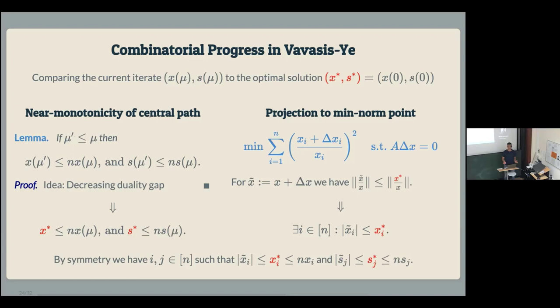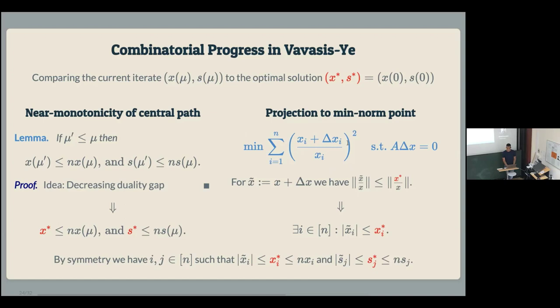So you can pick your local S as some sort of witness, and then you see that, well, if X at mu prime would be much bigger than X, then the duality gap would increase, which of course is not the case. So that tells you that your optimal solution, X star, S star, is trapped below your current solution. Now, for the other direction, you have to realize that whatever we are solving in an iteration is an L2 minimization problem.